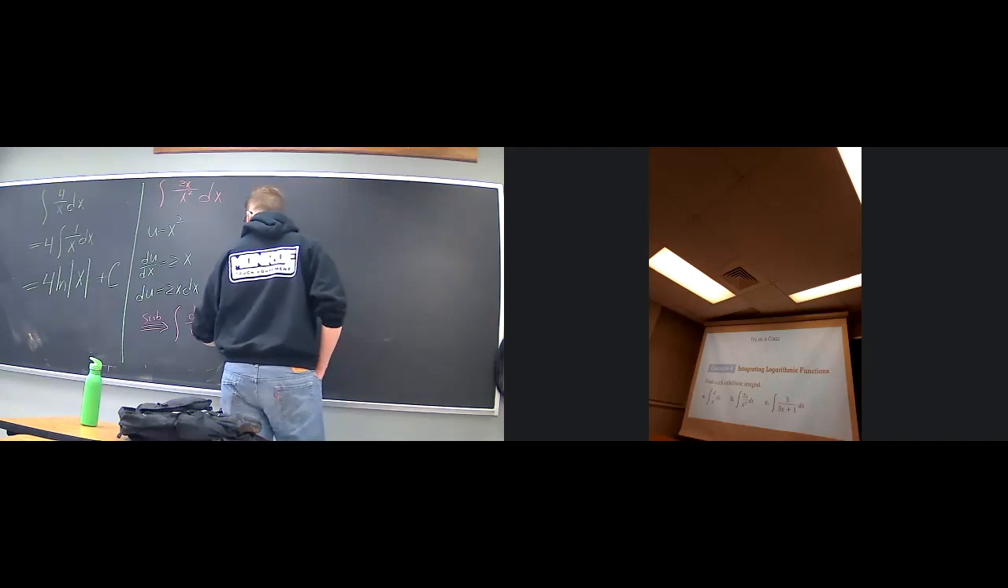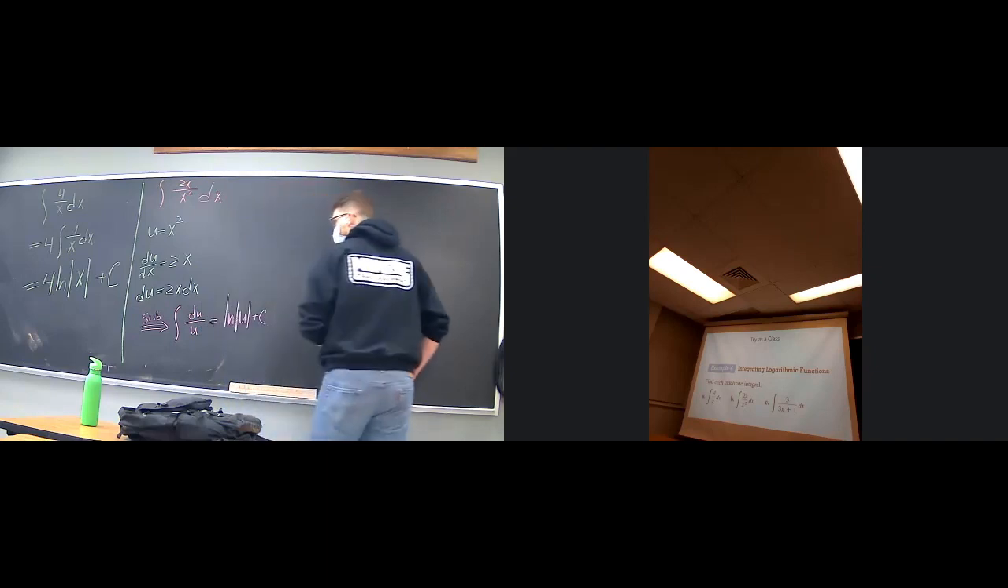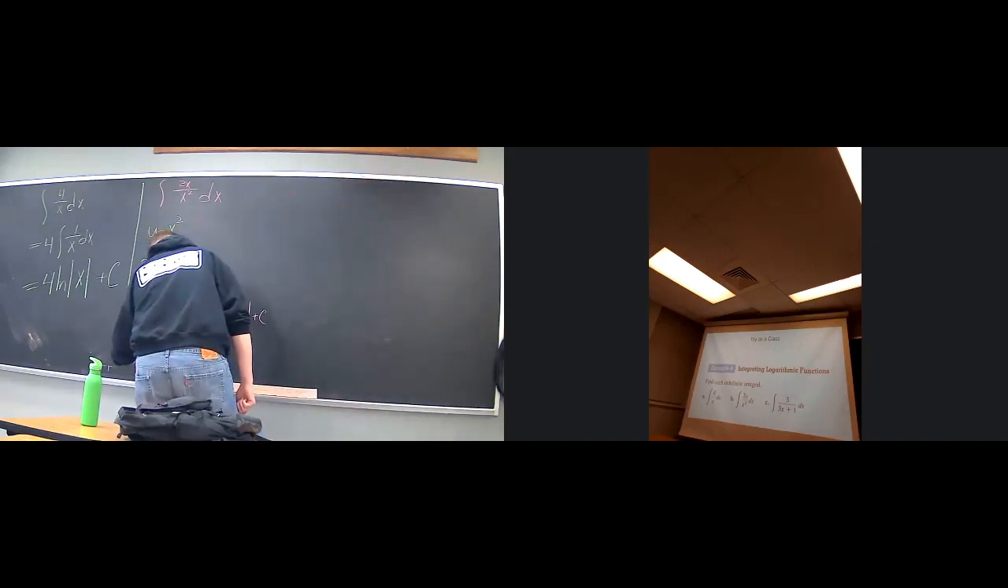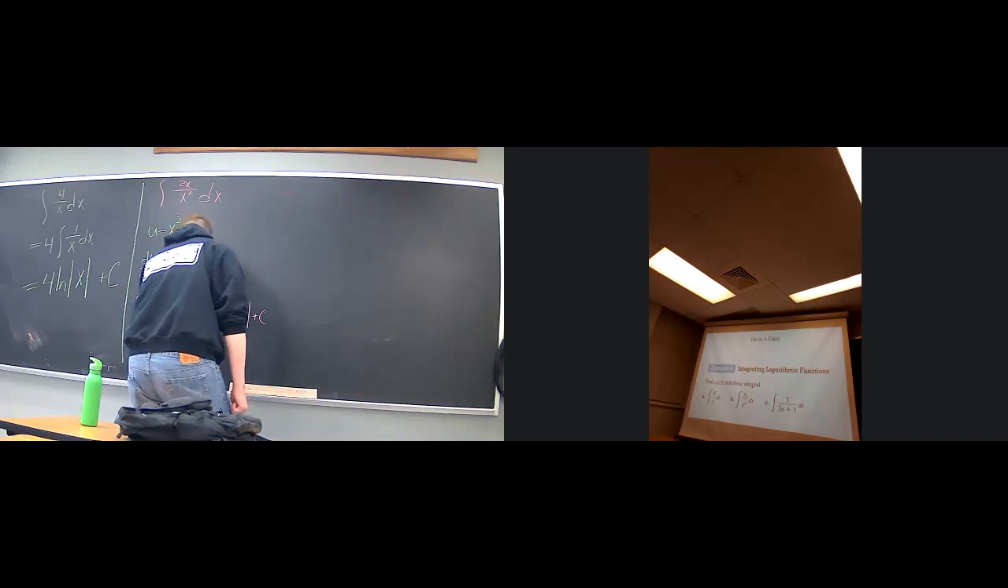So now, by substitution, we got du over u, which is just going to integrate out to be the ln of the absolute value of u plus a constant. But subbing u back in, that's the ln of the absolute value of x squared plus a constant.